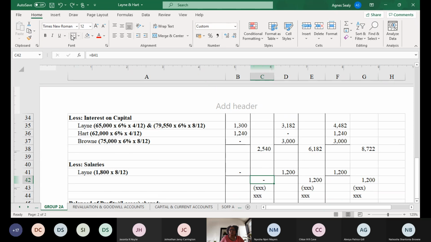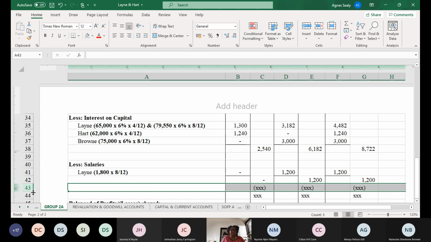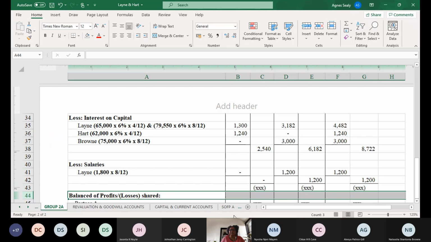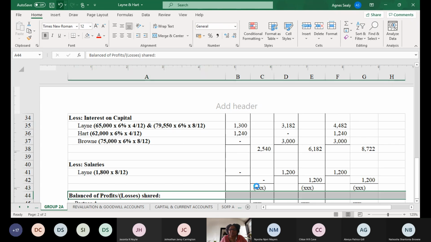So what we need to do now is find out what our residual profit or loss is that we need to deal with for the partner. So that is what we need to find out now. What is the residual profit or loss that we are going to be sharing with the partners? So let's look at our, we keep doing that on the right.